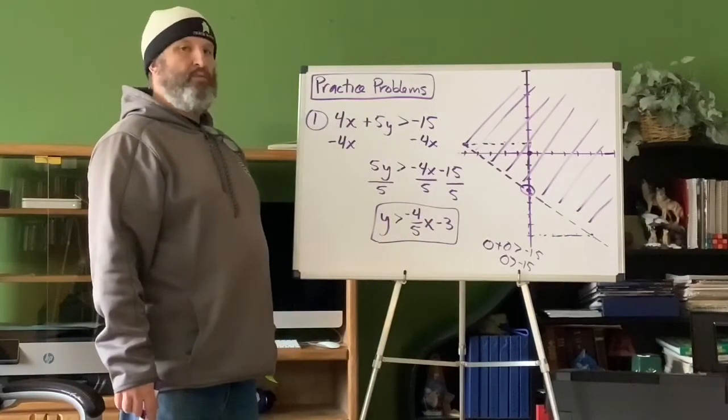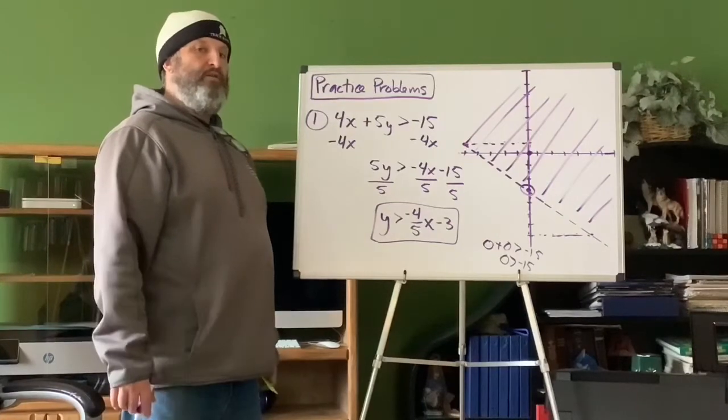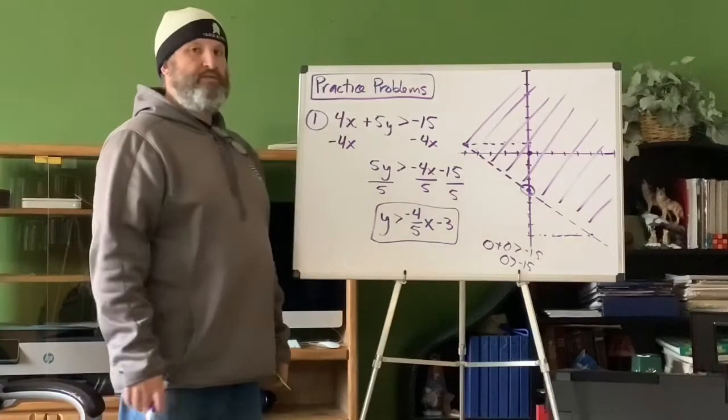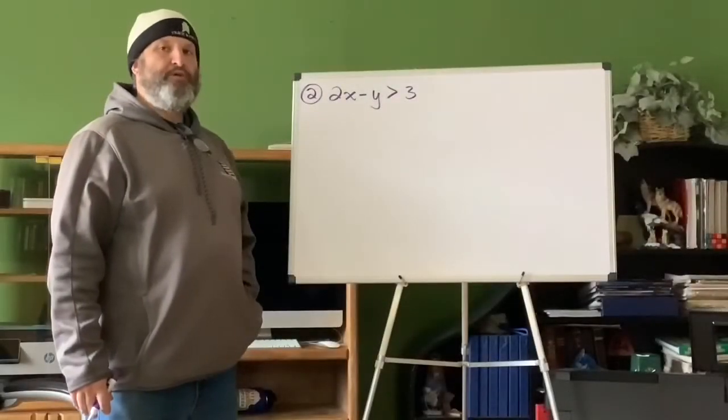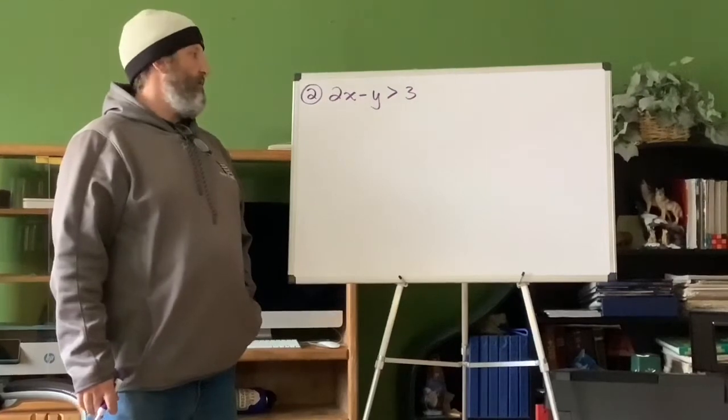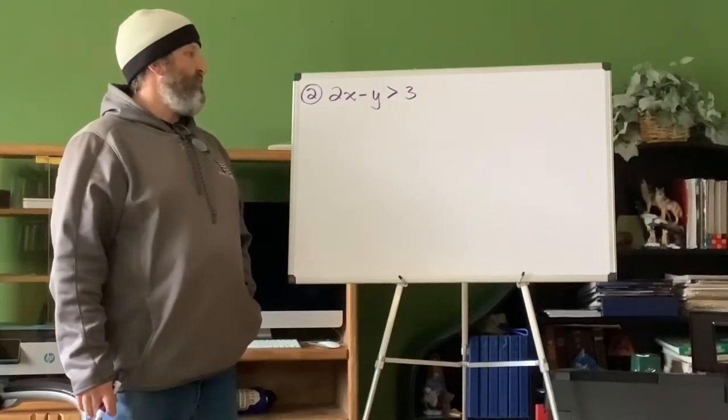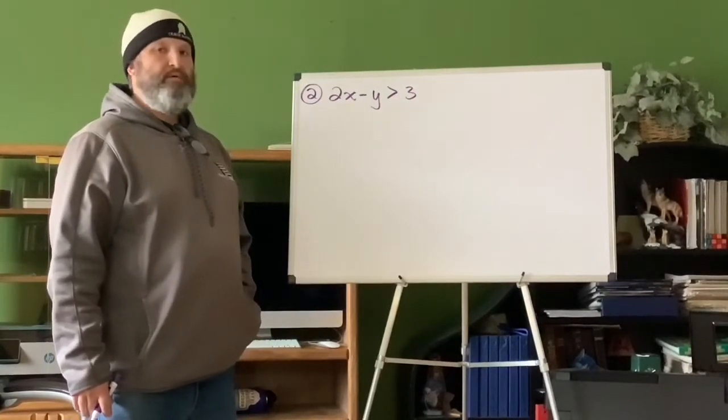Okay, there's problem number 1. Now, if you didn't do it right, just make the changes. All right, no big deal. You'll get it on the next one. All right, here's problem number 2. 2x minus y is greater than 3. Solve for y.